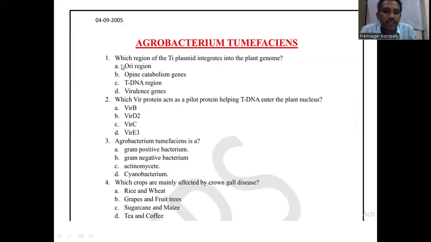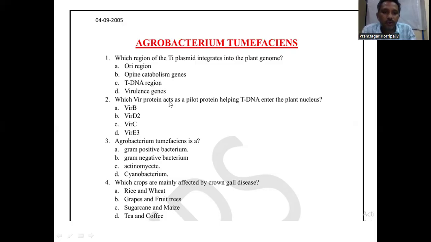The very first question is, which region of the Ti plasmid integrates into the plant genome? Ori region, opine catabolism genes, tDNA region, and virulence genes. So the Ti plasmid consists of all these regions, but which region gets integrated into the plant genome? Here the answer is C, tDNA region.